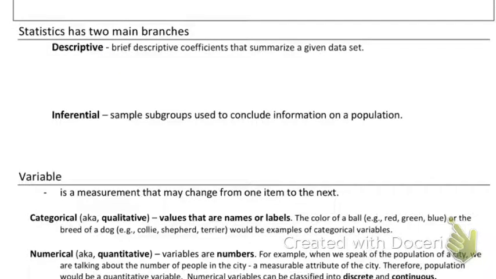Descriptive is a brief set of coefficients that summarize a given data set. Inferential is using sample subgroups to draw conclusions about a population. Ultimately, that may or may not make sense to you as it's written. The way I like to look at this is descriptive are basically your numbers. What did you collect? What information did you collect?